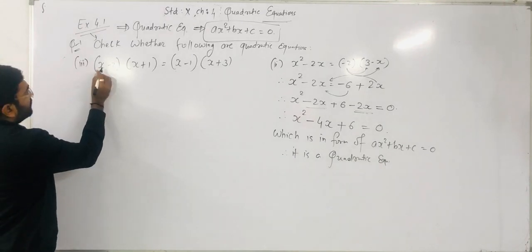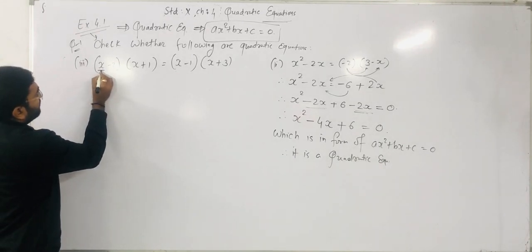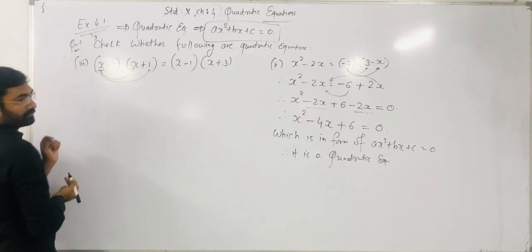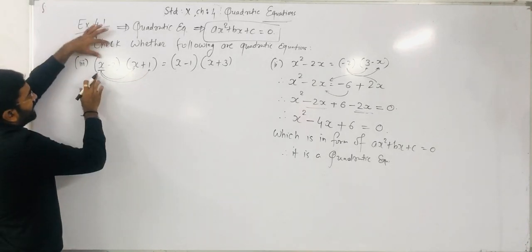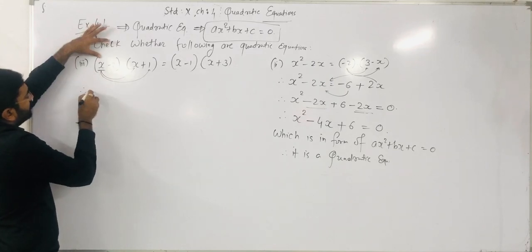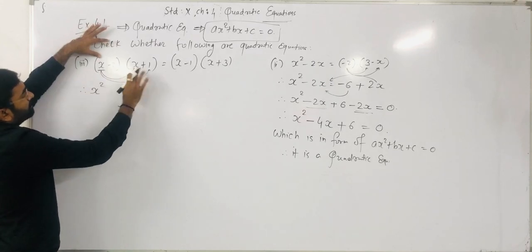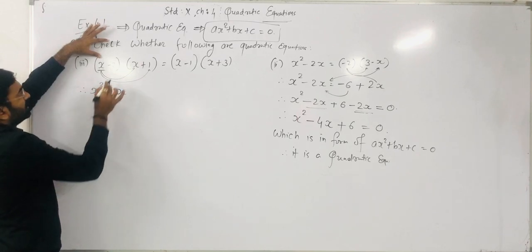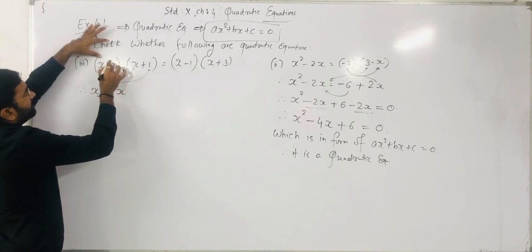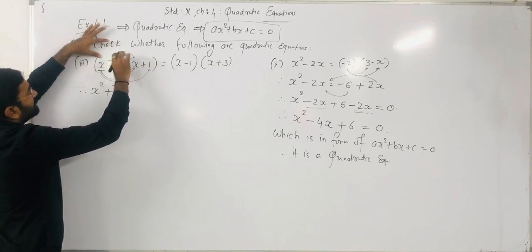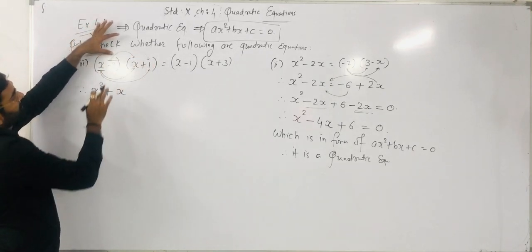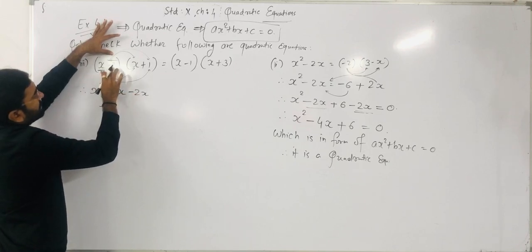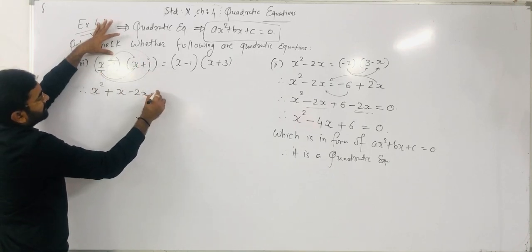In the first bracket, the first term, we need to multiply with the second bracket, both terms, one by one. So x into x, what do we get? x square. x into plus 1, so we get plus x. Now the first bracket, second term, we need to multiply with the second bracket, both terms, one by one. Minus 2 into x, so we get minus 2x. Minus 2 into 1, so we get minus 2.